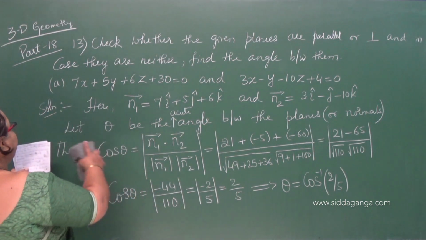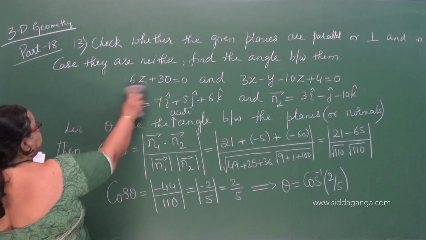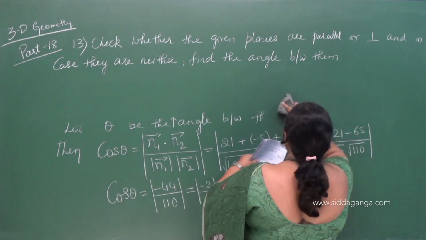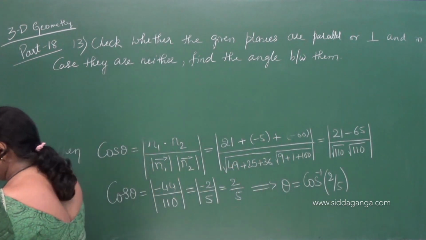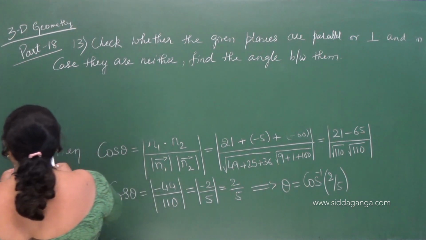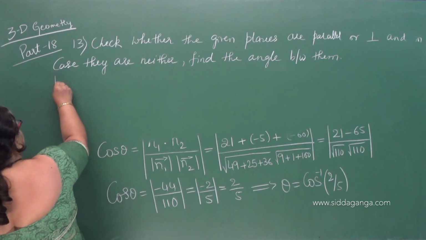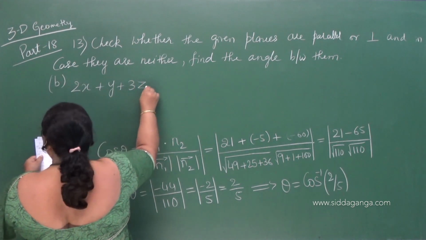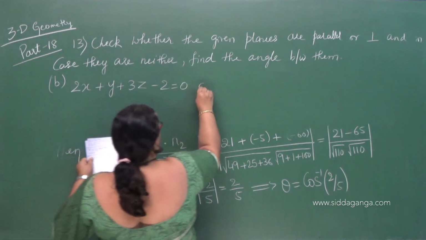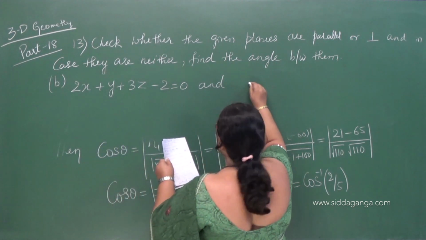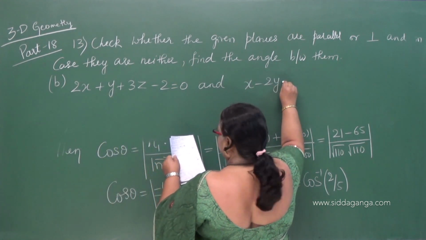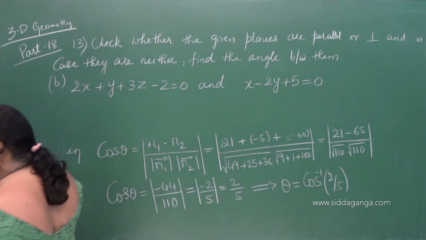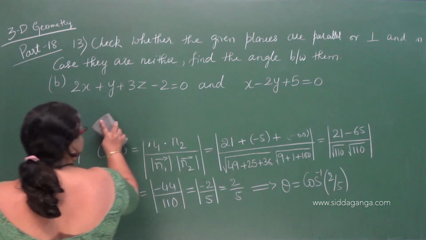So now you come to the second problem. Now take the second example, that is 2x plus y plus 3z minus 2 equal to 0, and the second plane is x minus 2y plus 5 equal to 0. So these are the given two planes here.